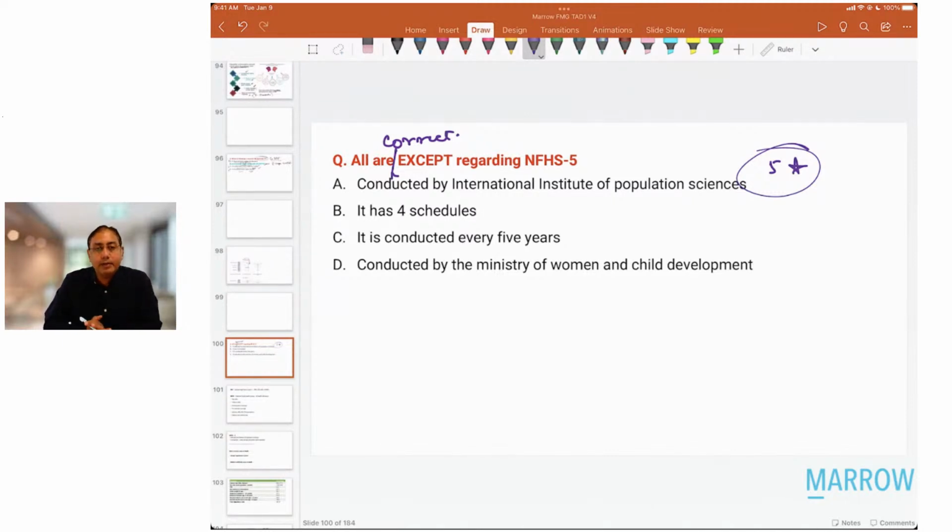It is conducted by the International Institute of Population Sciences. It has 4 schedules. It is conducted every 5 years. It is conducted by the Ministry of Women and Child Development. So all are correct except.